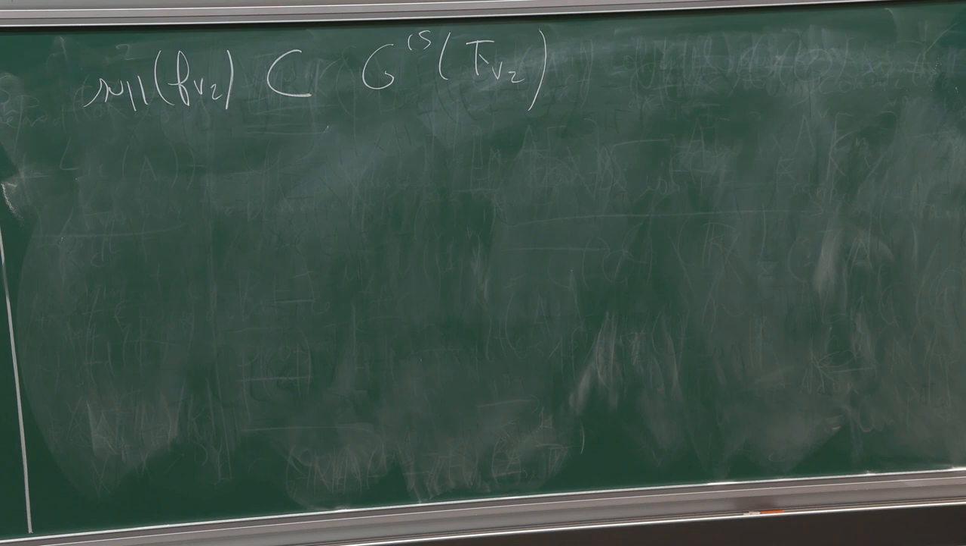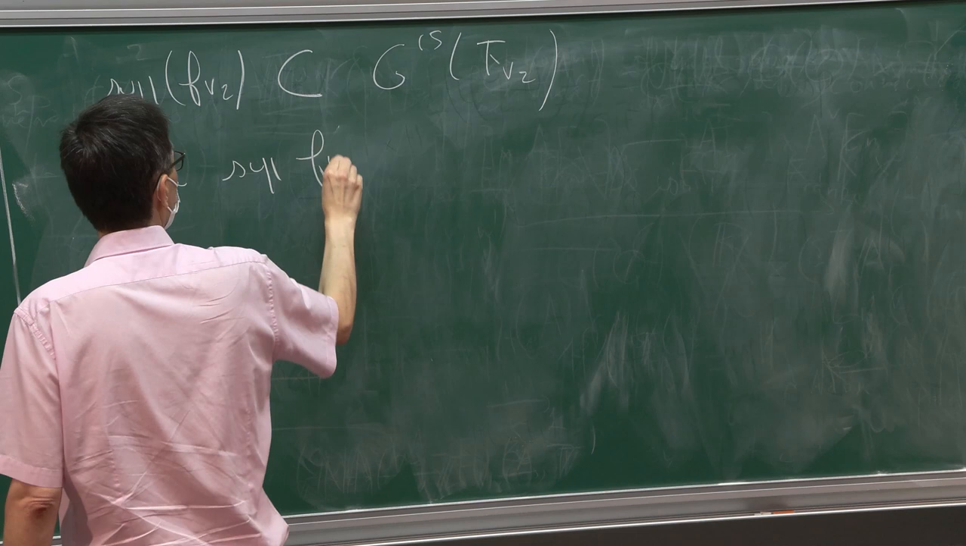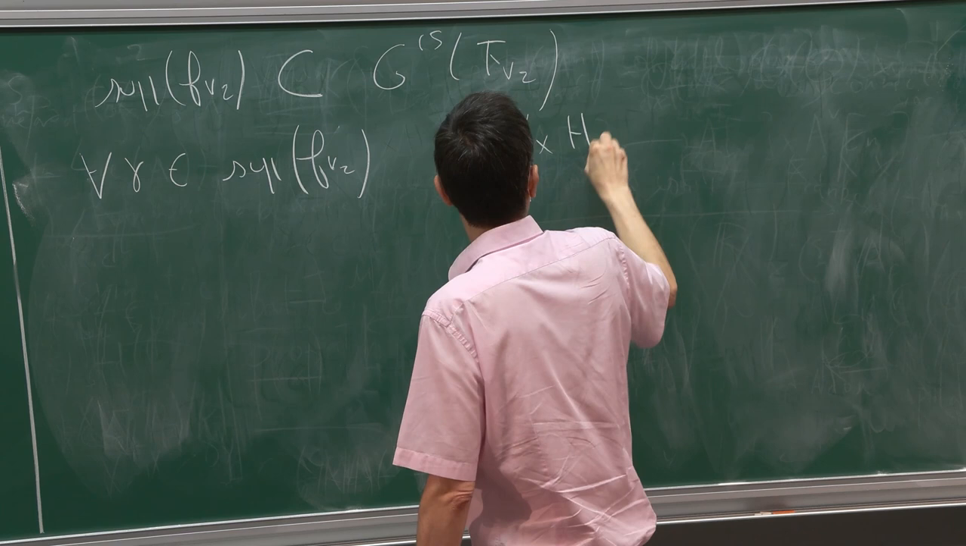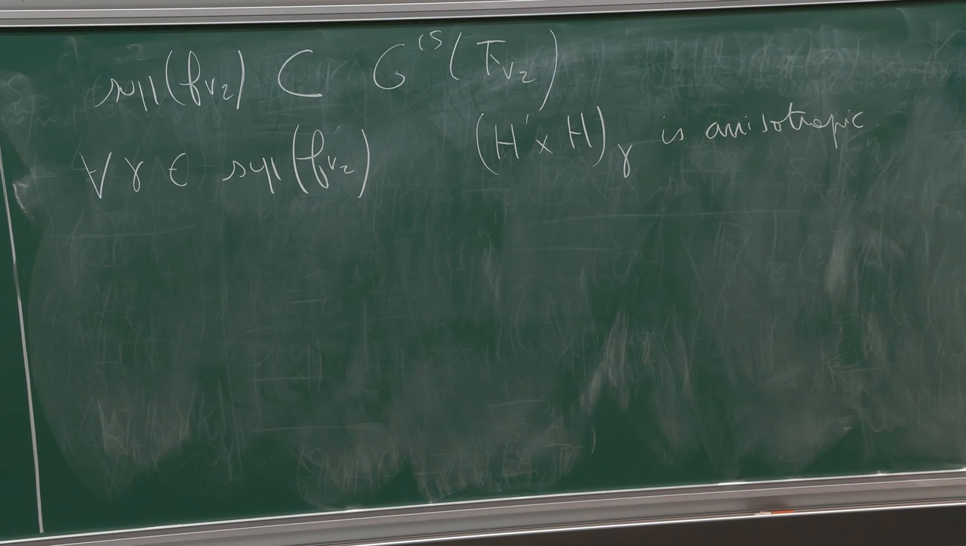And I introduce another hypothesis. I assume that for all gamma in the support of A_V2, the centralizer of gamma is anisotropic. So for example, for the action of GL_N on itself, this condition is, say, F_V2 anisotropic.